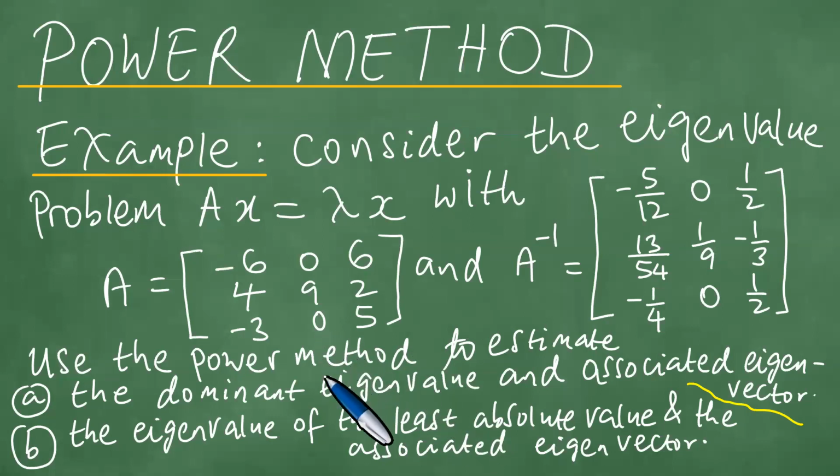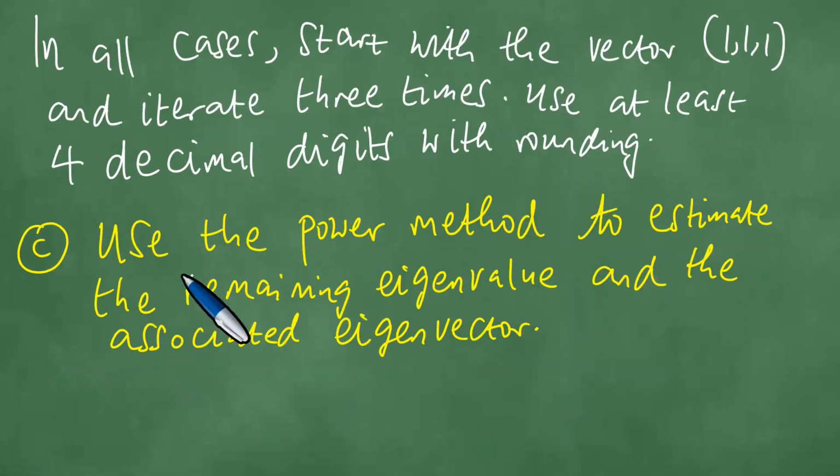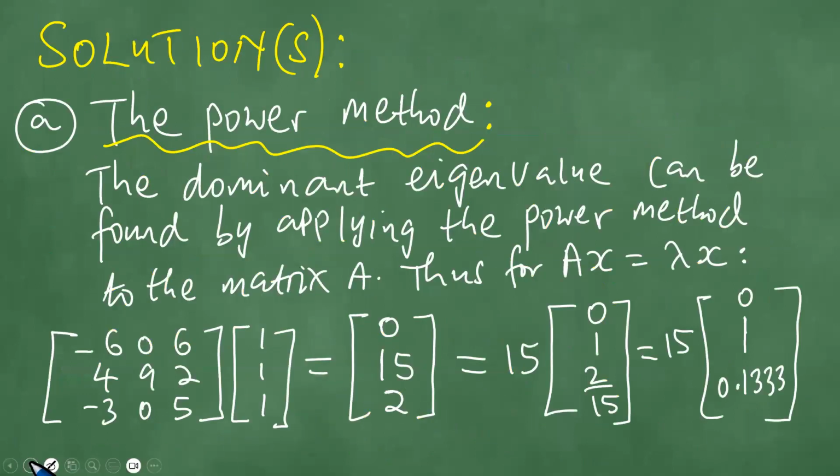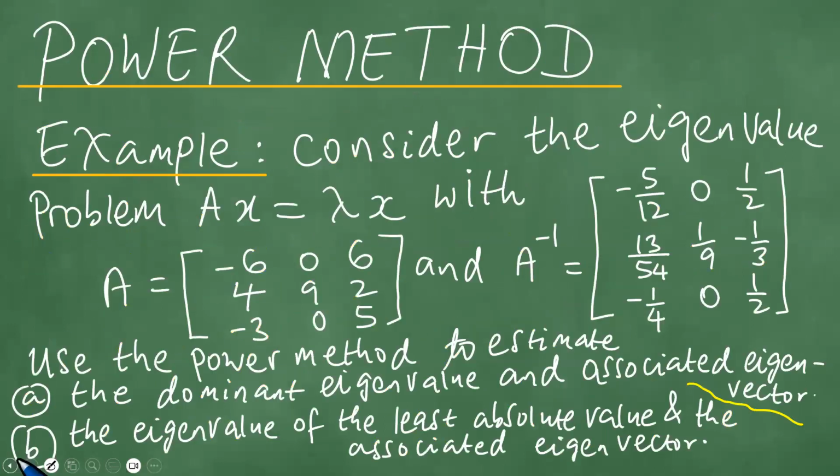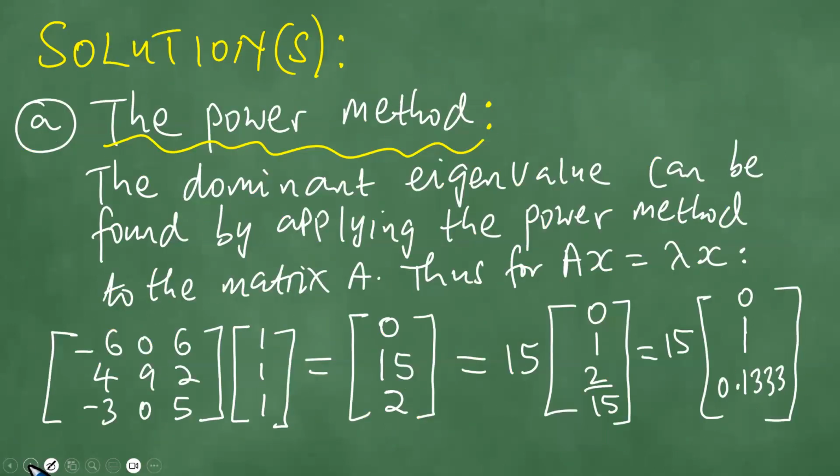Okay, what about the part C? We need to use the power method to estimate the remaining eigenvalue, because it is a 3 by 3 matrix, so it has 3 eigenvalues. Use the power method to estimate the remaining eigenvalue and associated eigenvector. We need to estimate the remaining one. Let's look at how we do that part.